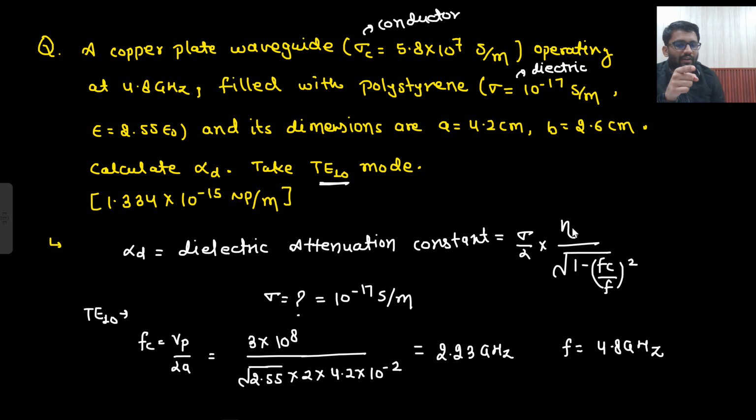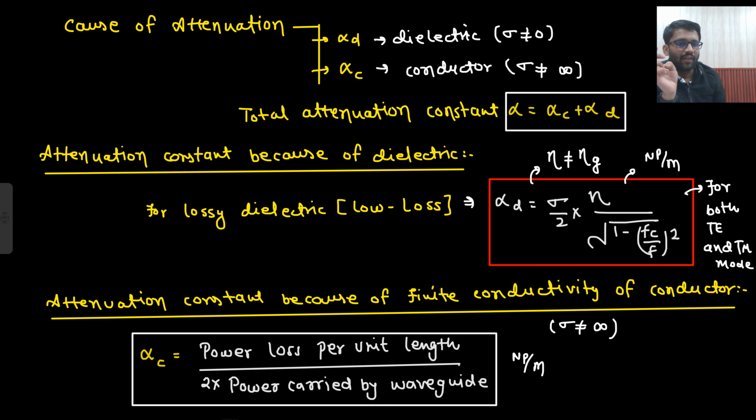What they would have done is eta upon under root 1 minus fc by f whole square, into the same quantity. So this under root will be gone. That would be wrong. This eta is the simple eta. This is not eta guided. So this is also a very important point.